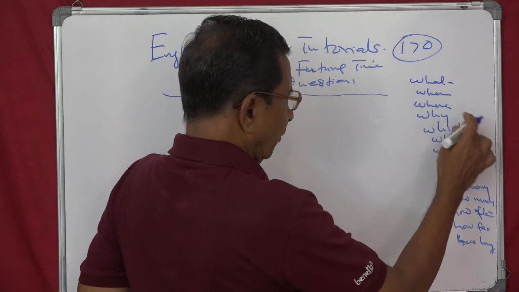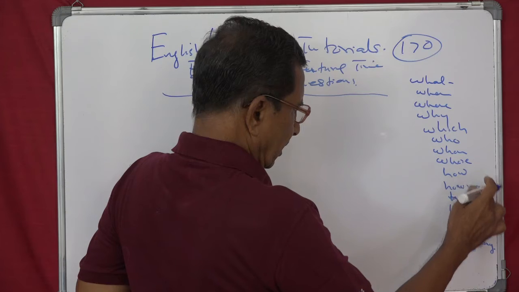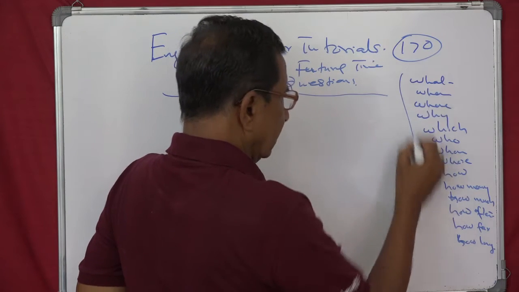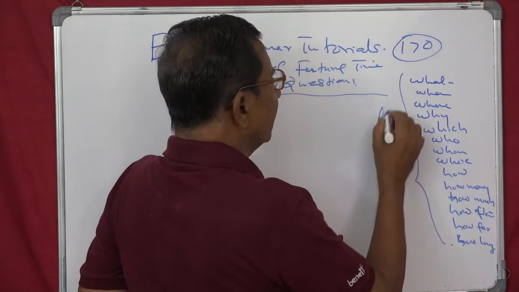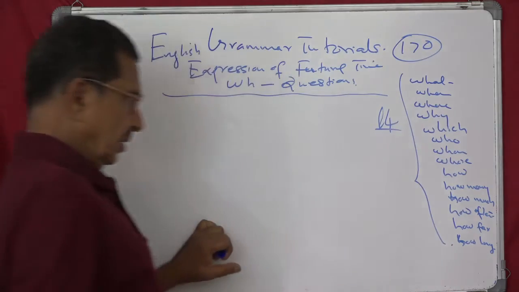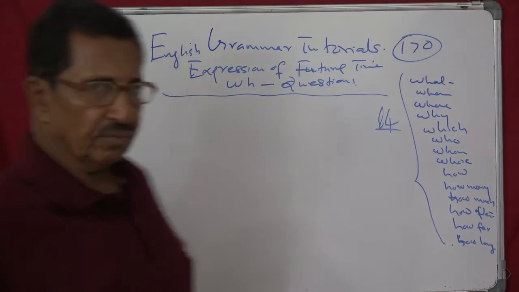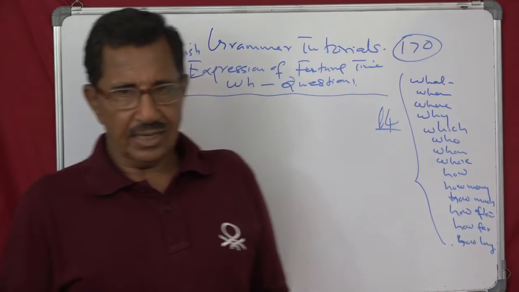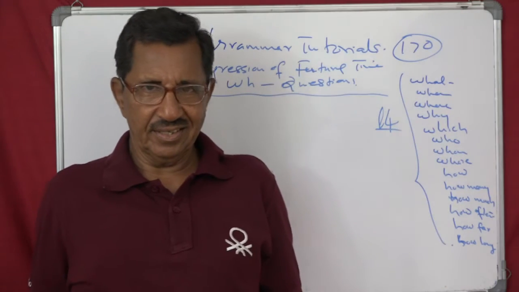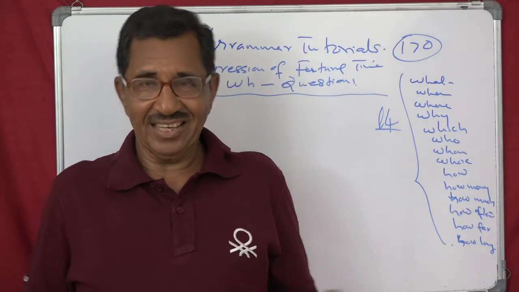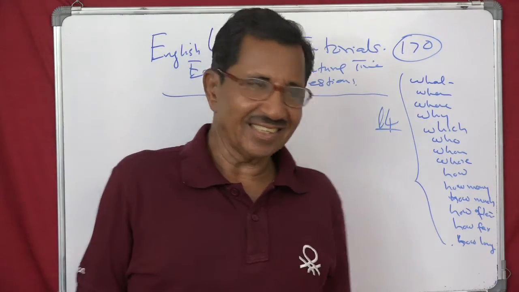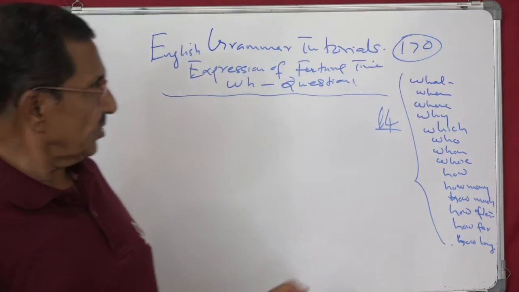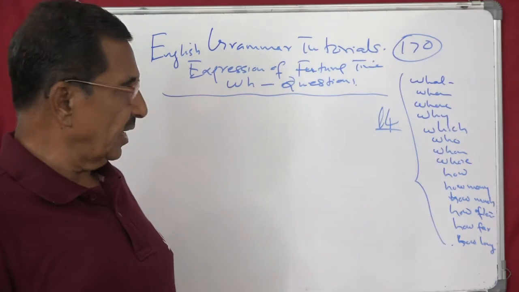1, 2, 3, 4, 5, 6, 7, 8, 9, 10, 11, 12, 13, 14. Yes. So you have got 14 WH words in English. So by using these, you can almost find out anything about anything, isn't it? Yes. But very often we use what, when, where, why, and so on.